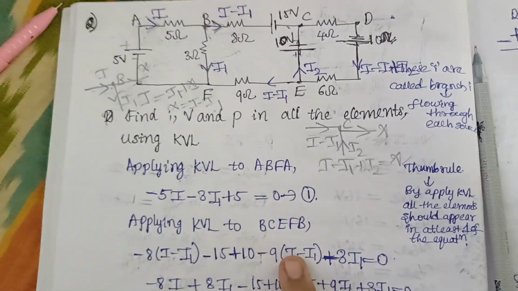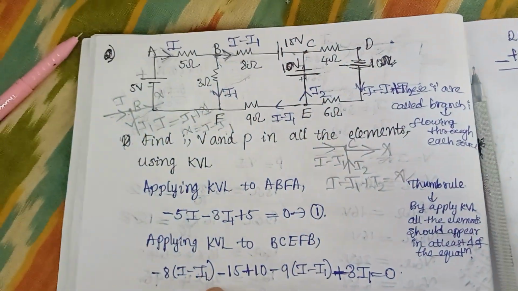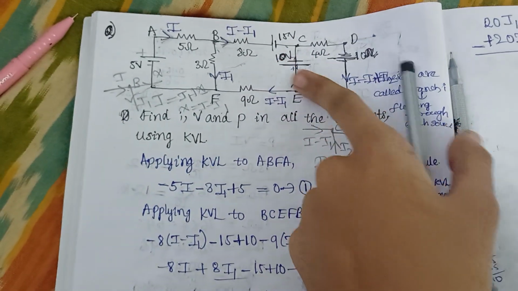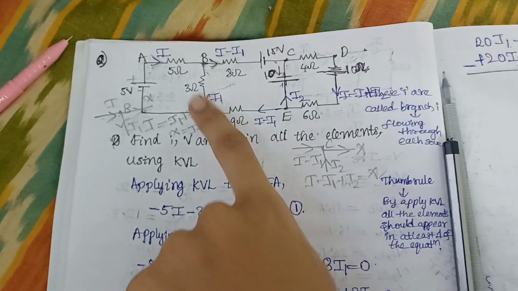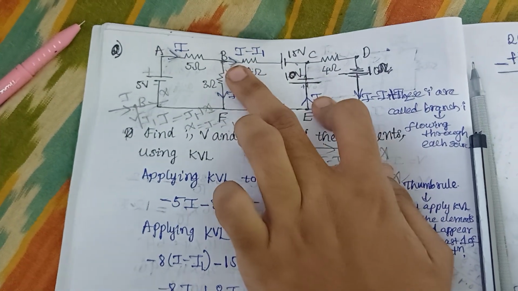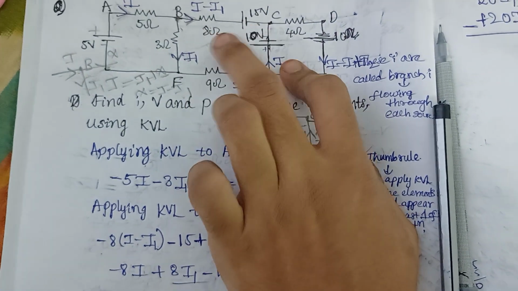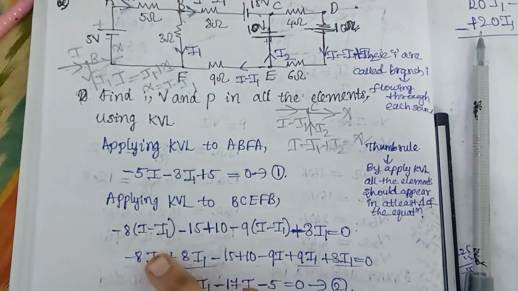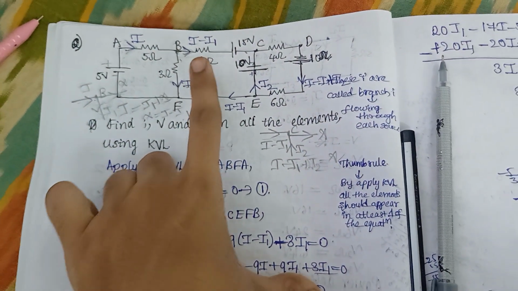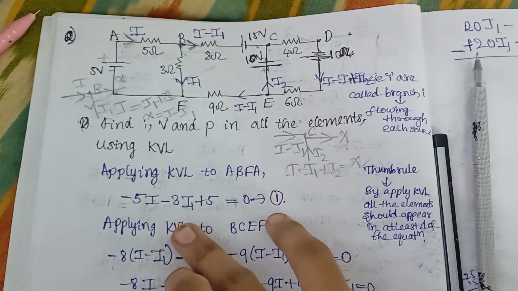And now applying KVL to this loop, that is B, C, E, F, B. Okay, here we know that the current is I minus I1, right? Either you can start from here, anyhow as you wish. See, as we are moving from here, your current always moves from positive to negative, right? So it will be again minus 8 into I minus I1, that is V is equal to IR, right? So your I is nothing but I minus I1 and R is 8 ohm.